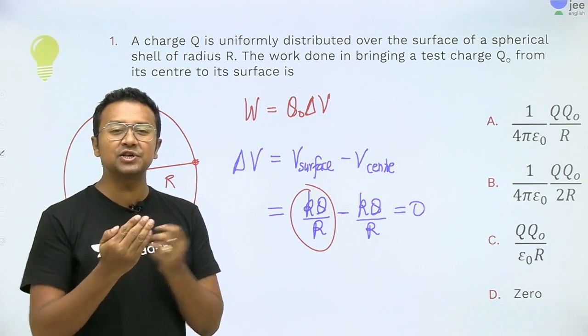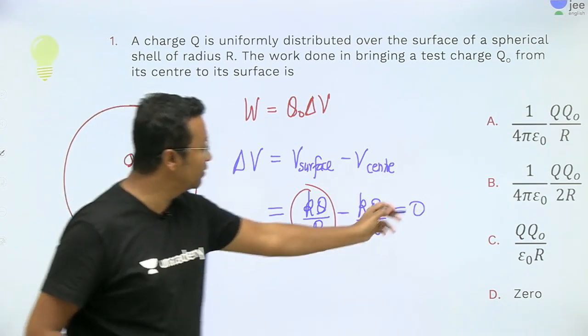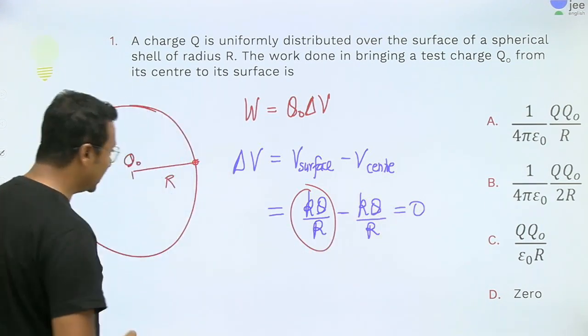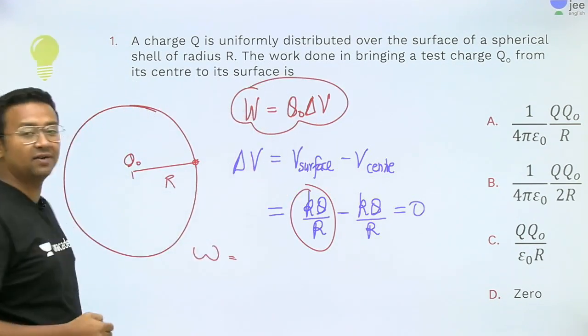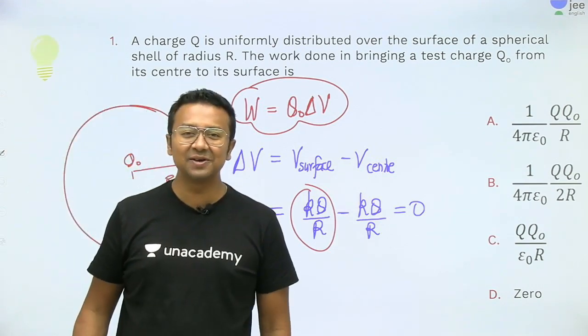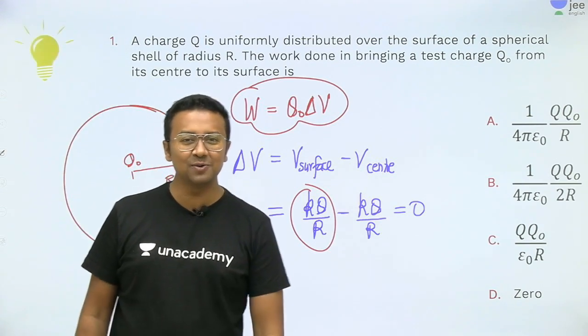So what is the potential difference? The potential difference is equal to 0. That means the work done, which is given as Q into delta V, if delta V is equal to 0, then the work done will also be equal to 0.